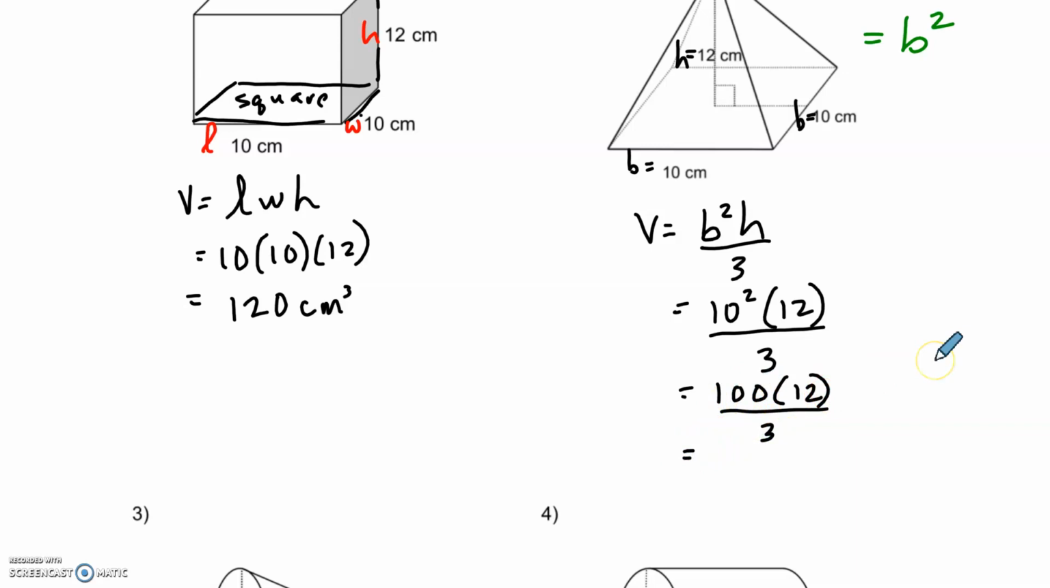Now I'll solve the numerator. 100 times 12 is 1200. And then that answer is divided by 3. And we'll finish it up. 1200 divided by 3 is 400 centimeters cubed.